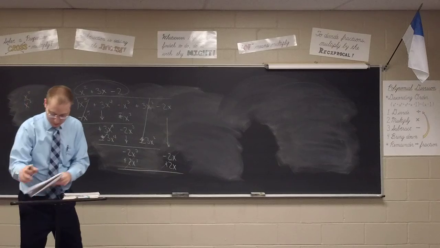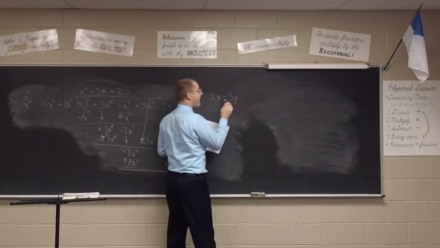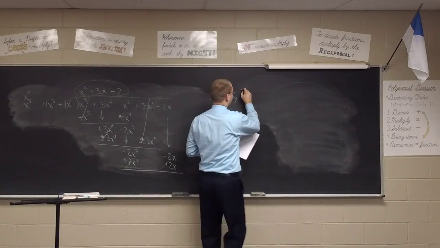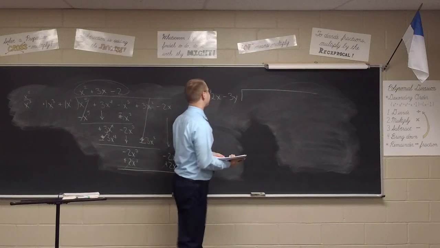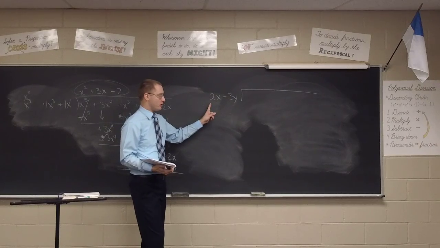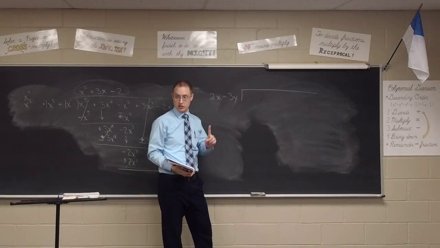Let me give you another problem to work there at your seats. I got a 2x - 3y in my divisor. Notice there are two different letters, an x and a y. Which letter is listed first in the divisor? X. Obviously, that wasn't a trick question.